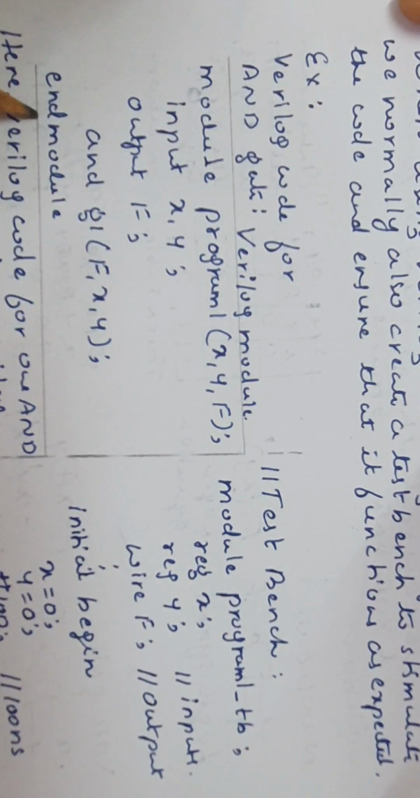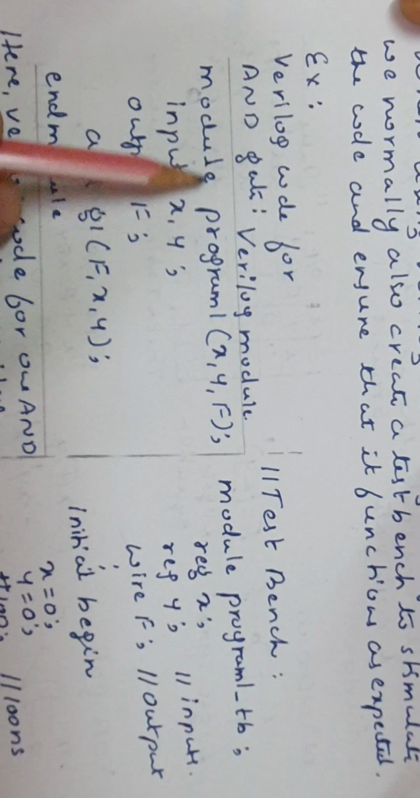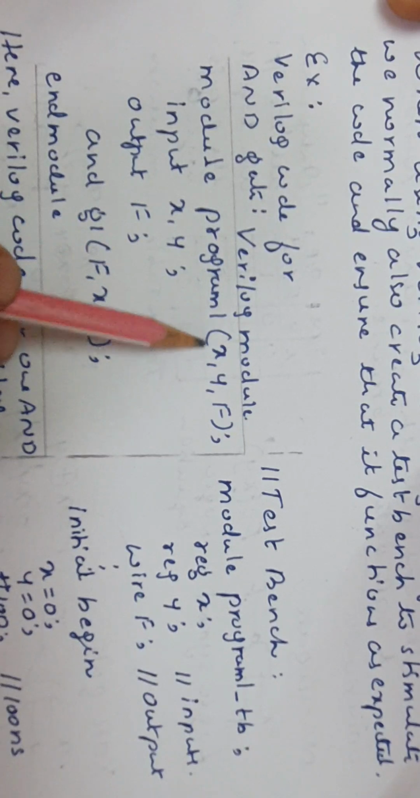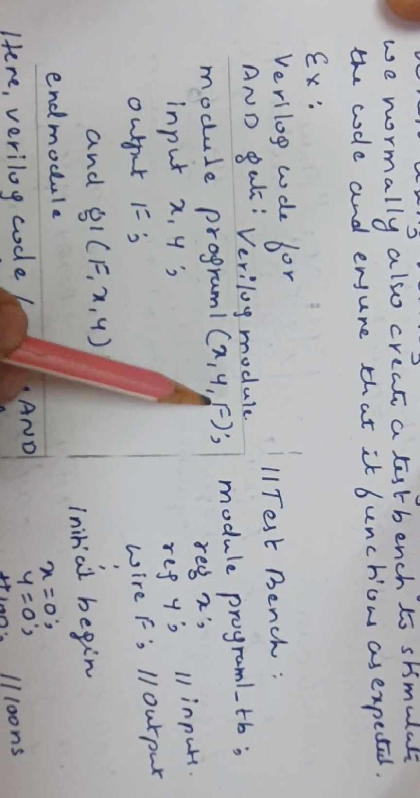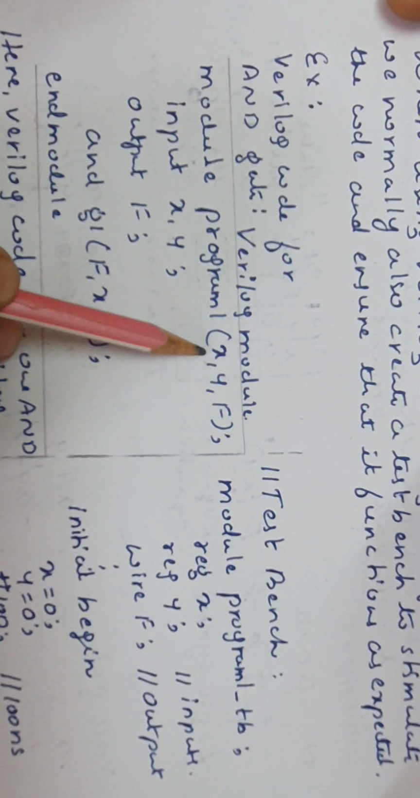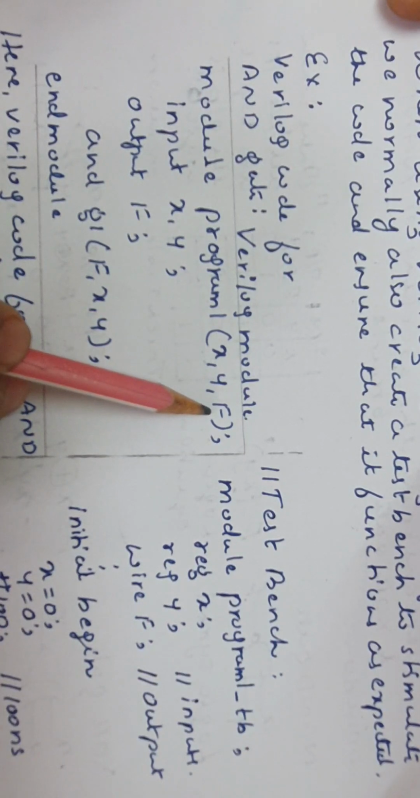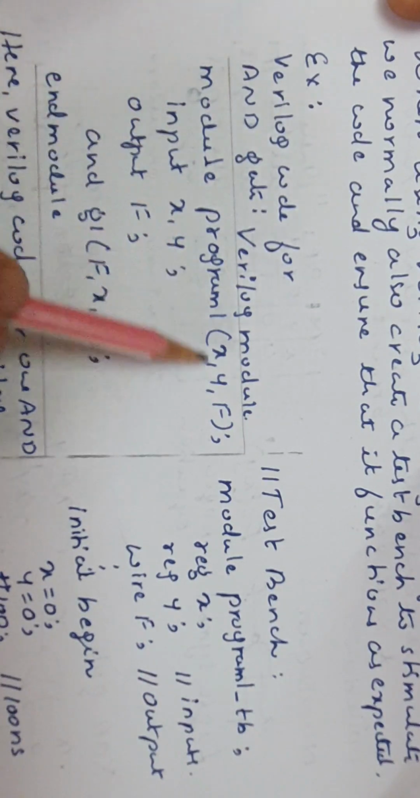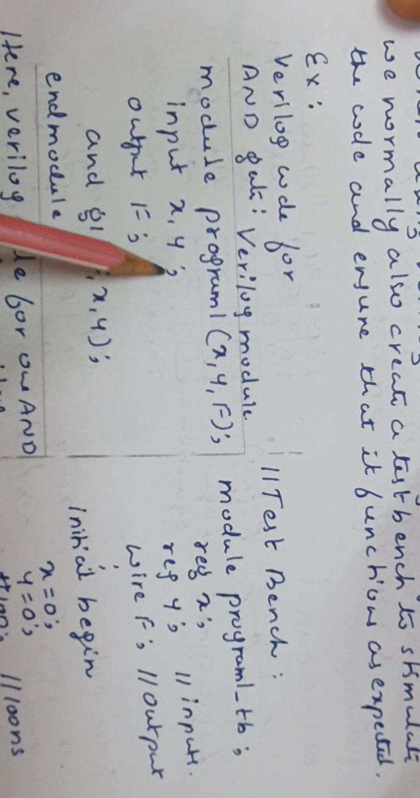So module, end module. These are reserved words. This is the start of the program. This is the end of the program. So module program1, its name is program1. In brackets x comma y comma f, bracket complete, semicolon. In this bracket we list all the inputs and outputs. Because we are going to create a 2 input AND gate, x and y we are taking for inputs, f for output. Next, inside the program, we have to list separately which are inputs and which are outputs. Input x comma y semicolon.